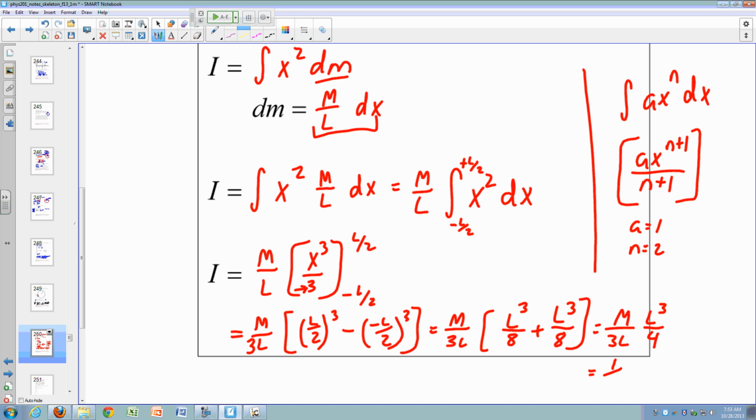And that gives us the expression 1/12 ML squared. And that's the expression for the moment of inertia for a thin rod rotating.